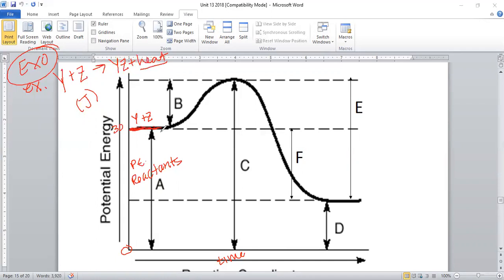We want the reaction to move forward. In order to do that, they have to get over this hump. This area of heat or energy, let's label that 40, is called the potential energy of forward activation. So it's your forward activation energy.